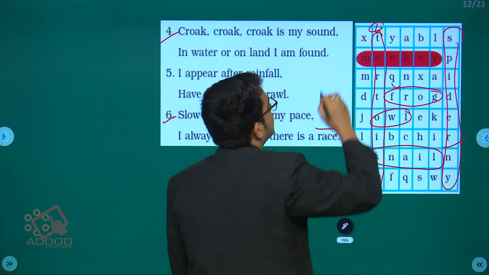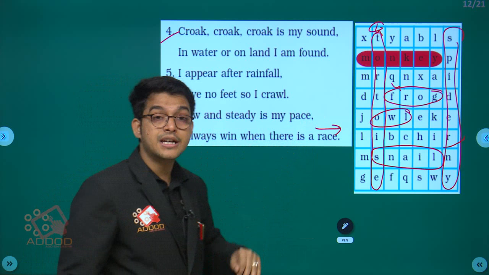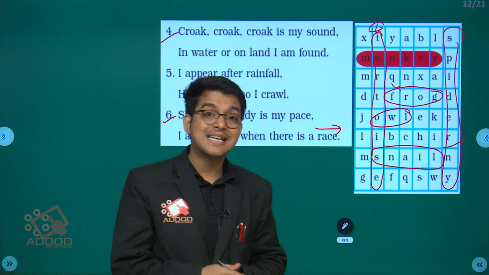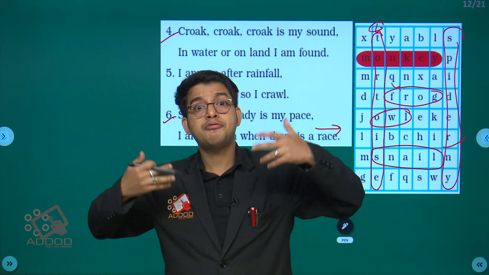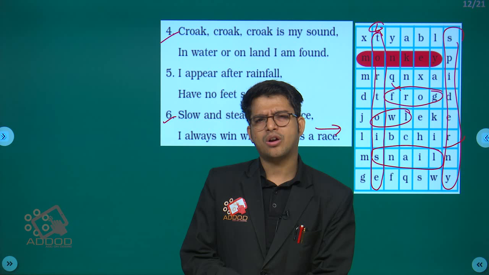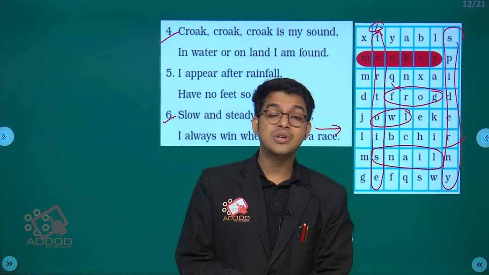I always win when there is a race. There is a race means there is a story. Yes. Once upon a time, there was a rabbit and a tortoise. Both were good friends, but rabbit was very overconfident, very self-proud. One day he said, "Hey, you, why do you walk so slow? If you make a race with me, I will certainly defeat you. You will lose the race."